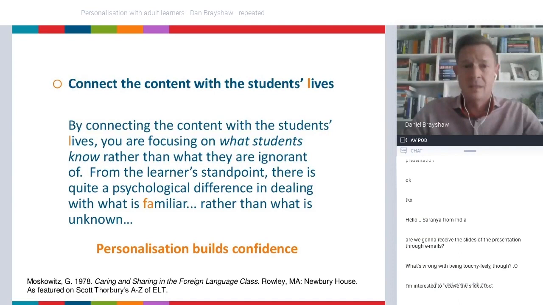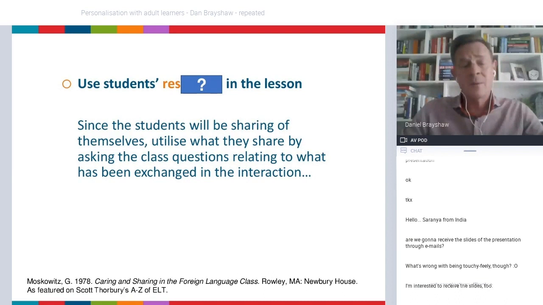The second principle, which I think is very relevant to our teaching today, is this, that we should use the students' responses in the lesson. The students will be sharing of themselves.